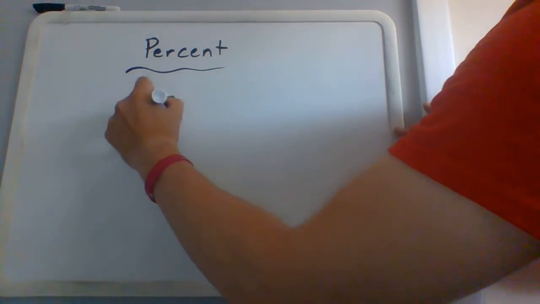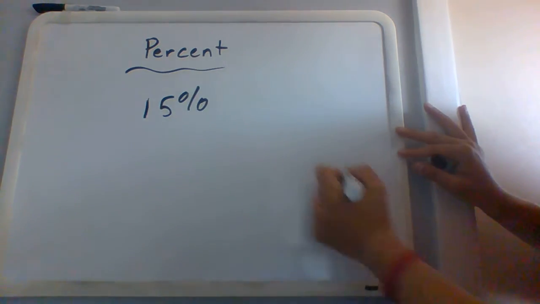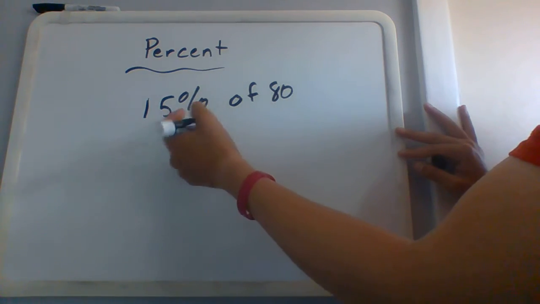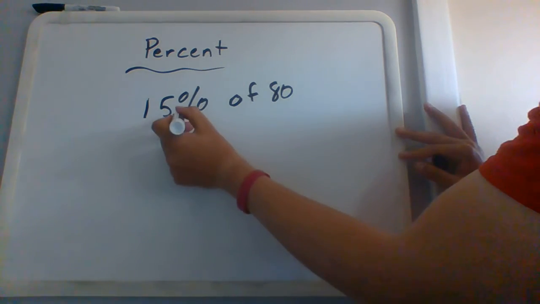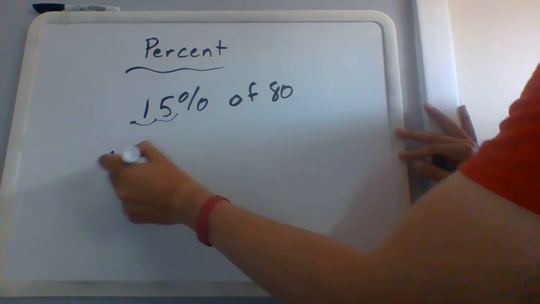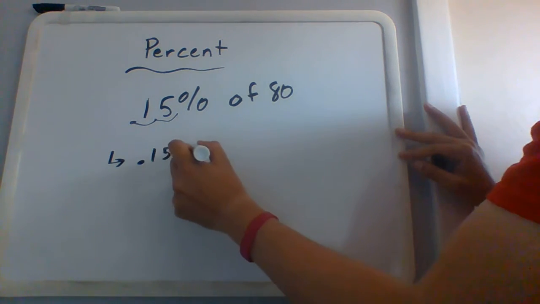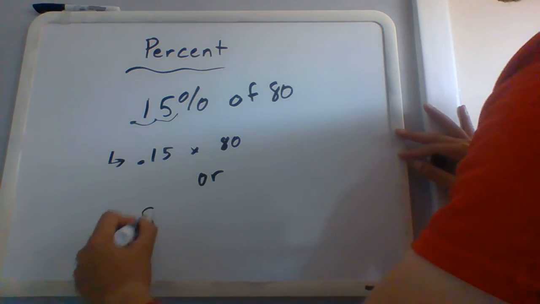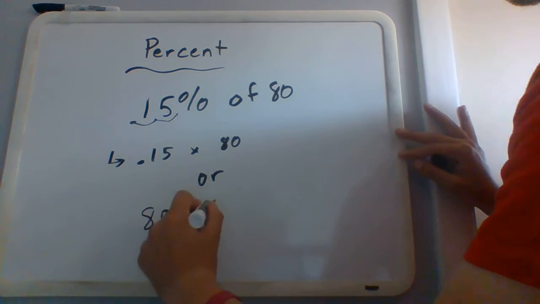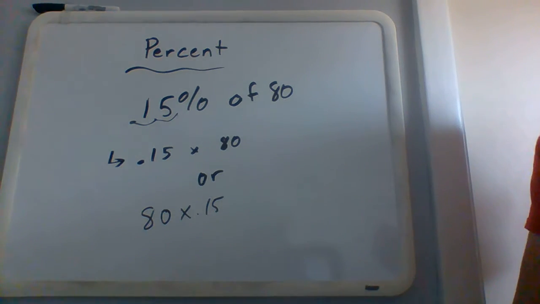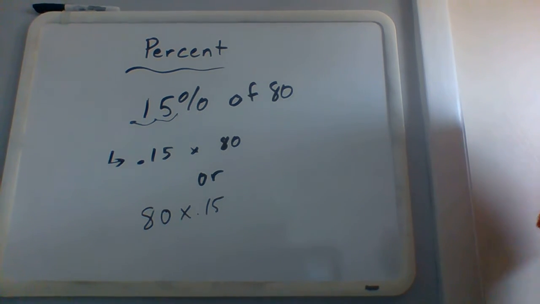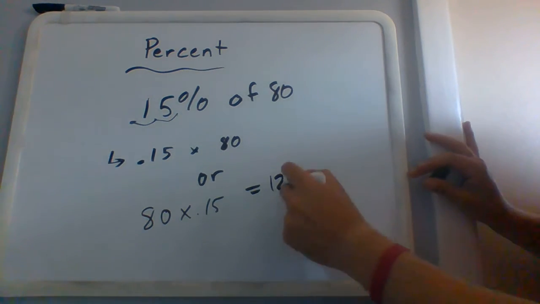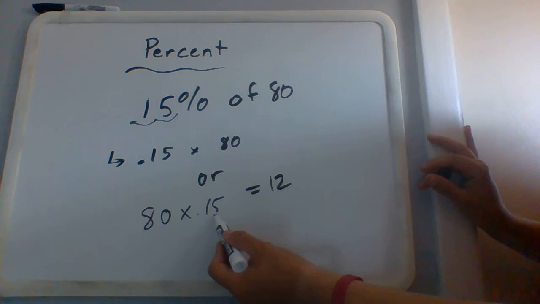Same thing if you had 15% of 80. Think of this as a whole number, just 15, and you would move it twice. So you would plug in your calculator 0.15 times 80, or 80 times 0.15. If I plug that in my calculator, I get an answer of 12, which means 12 is 15% of 80.